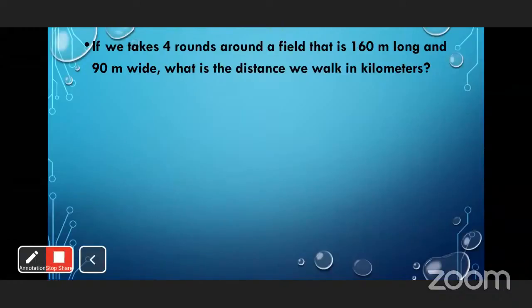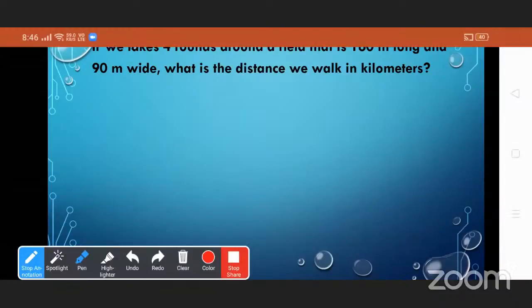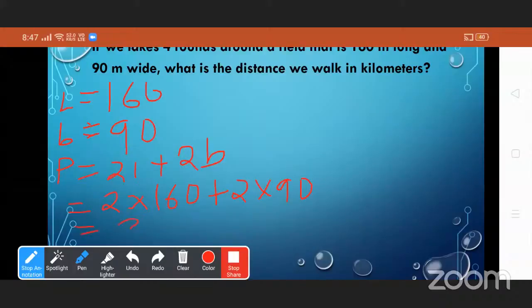We will do it again. L given is 160. B is 90. So P is 2L plus 2B. 320 plus 180 is 500 meter.